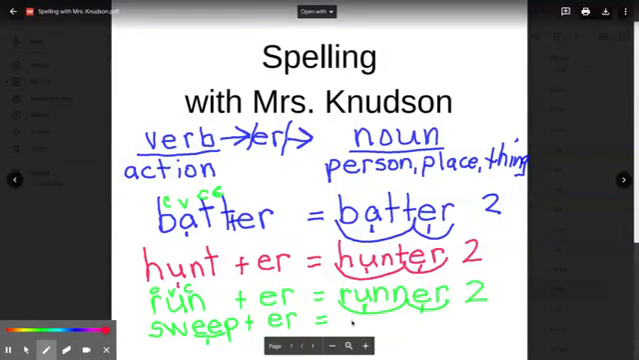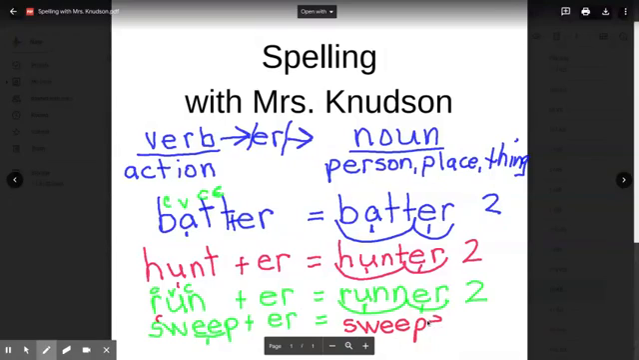Excellent. I am a sweeper. So, friends, I do not have to put two P's on this word because I have two consonants and two vowels. It is not that consonant, vowel, consonant, consonant, vowel, consonant.